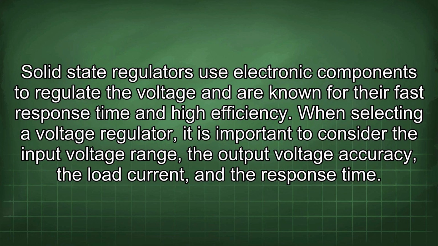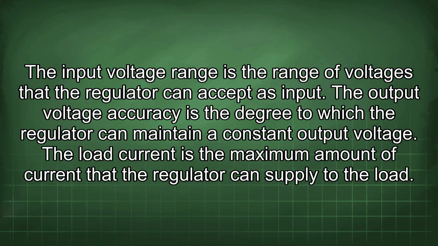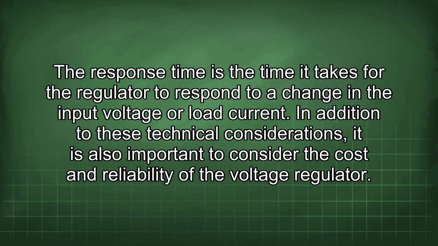When selecting a voltage regulator, it is important to consider the input voltage range, the output voltage accuracy, the load current, and the response time. The input voltage range is the range of voltages that the regulator can accept as input. The output voltage accuracy is the degree to which the regulator can maintain a constant output voltage. The load current is the maximum amount of current that the regulator can supply to the load. The response time is the time it takes for the regulator to respond to a change in the input voltage or load current.